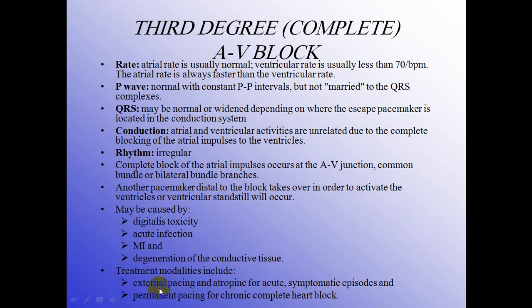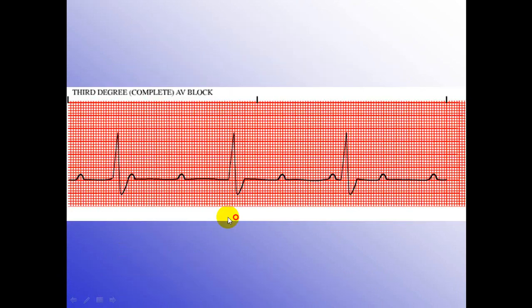Treatment modalities include external pacing and atropine for an acute symptomatic episode, and permanent pacing for chronic complete block. In acute cases, give atropine; the atropine test can be repeated every 10 minutes. If there is no response, use temporary pacing for a couple of days. Then if there is still no response, do permanent pacing for a chronic complete heart block.